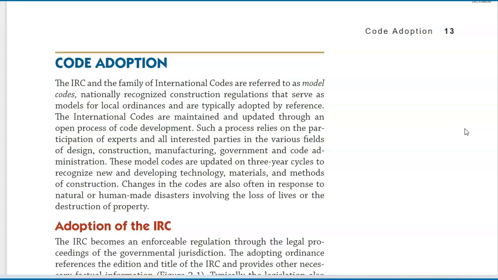Code adoption. The IRC and the family of international codes are referred to as model codes, nationally recognized construction regulations that serve as models for local ordinances, and are typically adopted by reference.